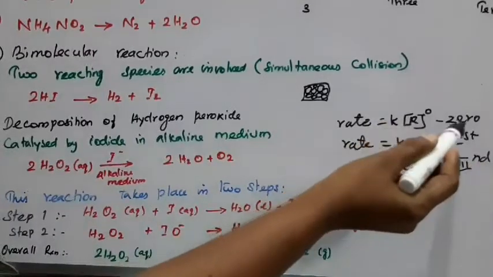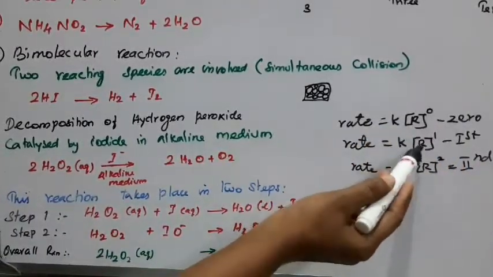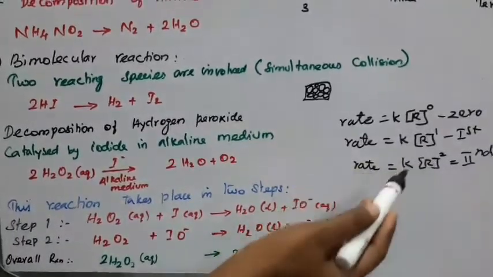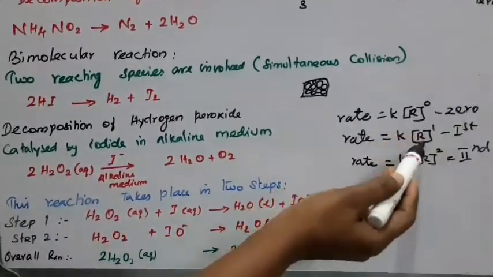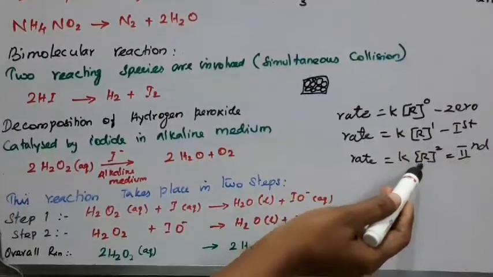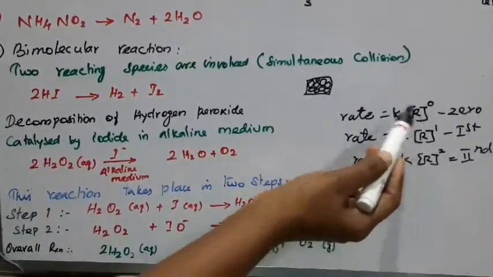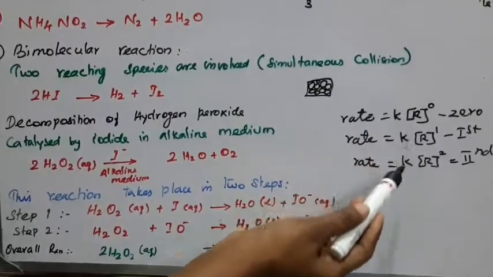Raised to the power 0 means zero order, and this is an expression in terms of concentration of reactant. Raised to the power 0, zero order; raised to the power 1, first order; raised to the power 2, second order. Some reactions are zero order reactions, or first order or second order.